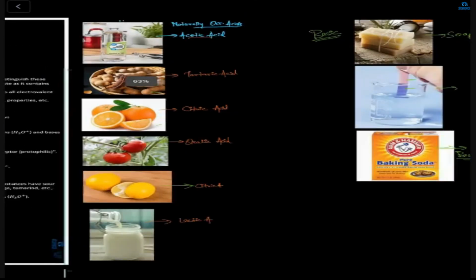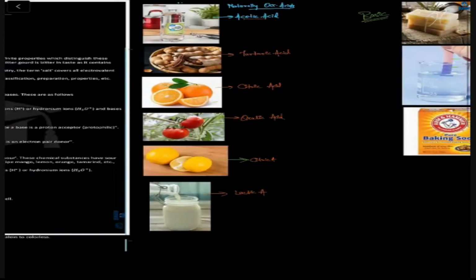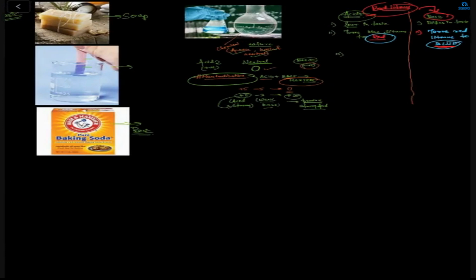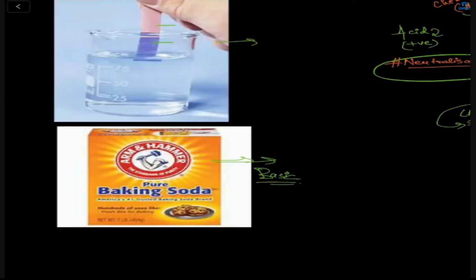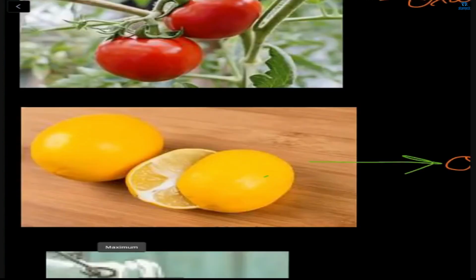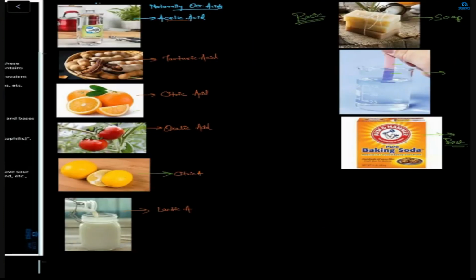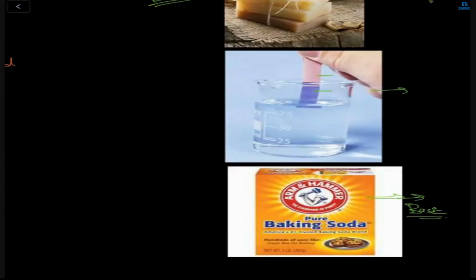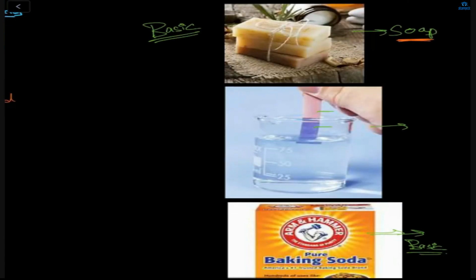Ruth, today we are discussing the new unit of 10th, acids, bases, and salts. So what is acid? What's the taste of acid, Ruth? Bitter. Okay, so what's the taste of this lemon? And the basic taste is bitter, like baking soda or your soap. If you taste soap, it will taste bitter.